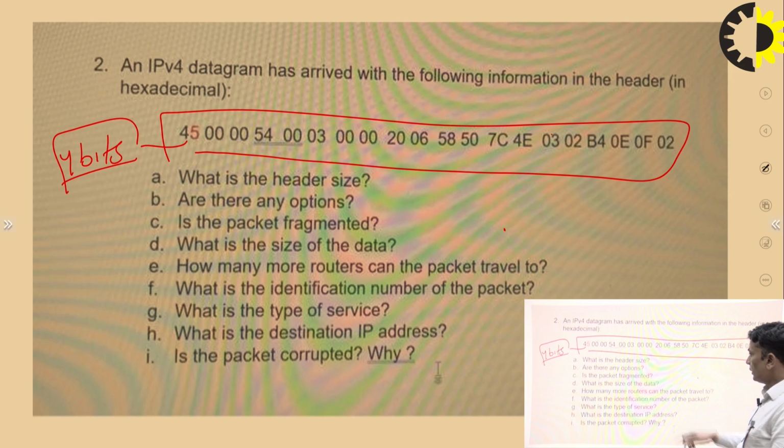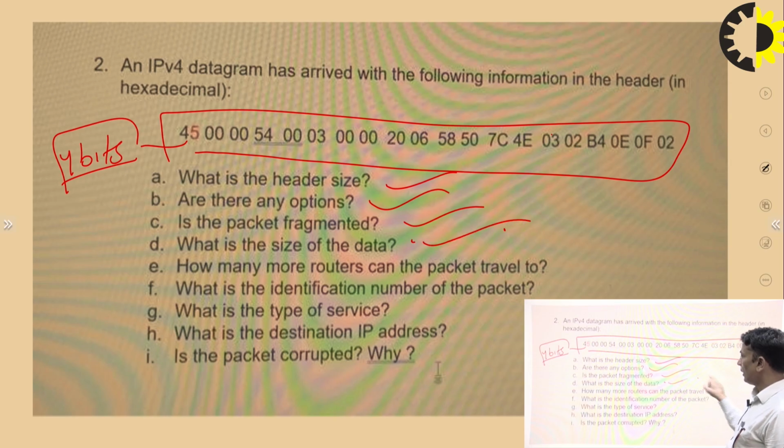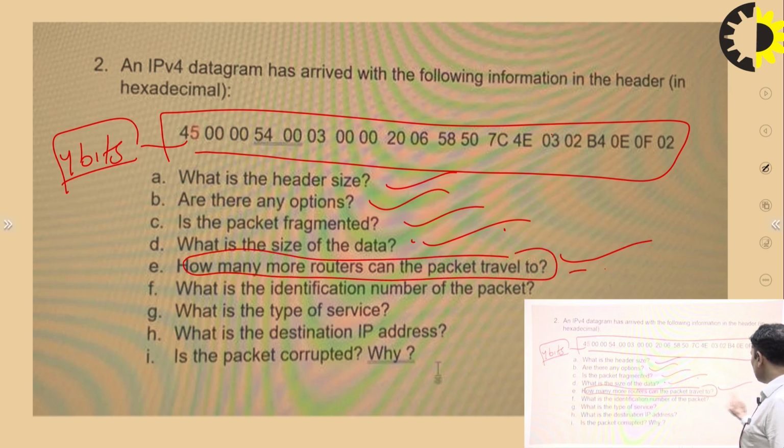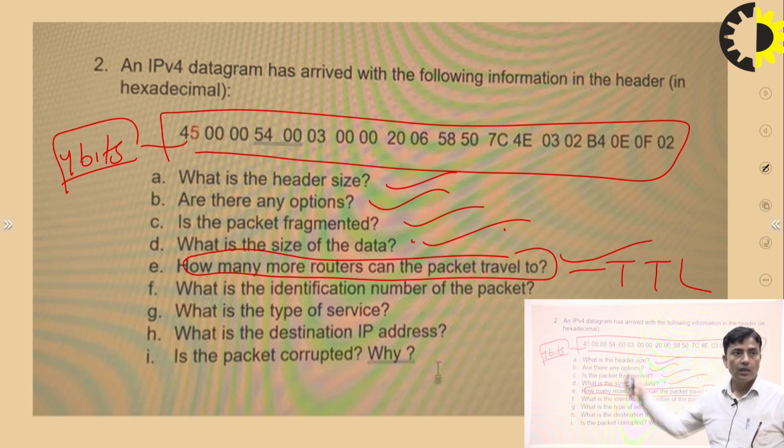These are some questions. What is the header size? What is the header length? Are there any options? Is the packet fragmented? What is the size of data? How many more routers can the packet travel? This router information is dealt with by the TTL, time to live. What is the identification number of the packet? What is the type of service? What is the destination IP address? Is the packet corrupted, and why? These are the questions that you have to answer on the basis of this hexadecimal pattern.